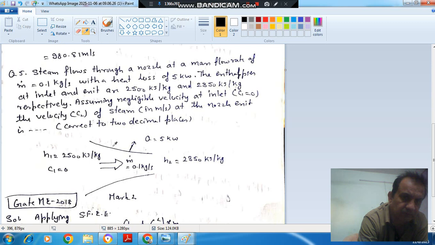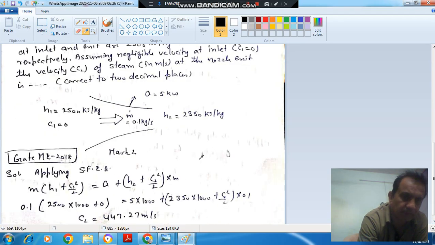Correct to the nearest integer. So this is your inlet, and here the enthalpy is 2500 kilojoule per kilogram, and here the enthalpy is 2350 kilojoule per kilogram, and heat is lost, that is 5 kilowatt, and mass is 0.1 kilogram per second. So if we apply the steady flow energy equation, we will take Q as negative because heat is rejected, and there is no work done and no change in potential energy.